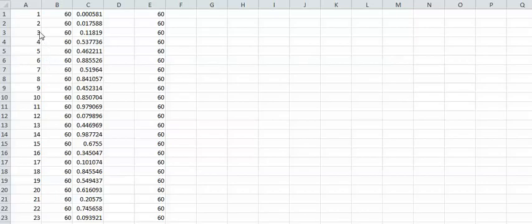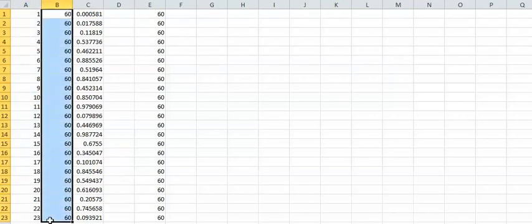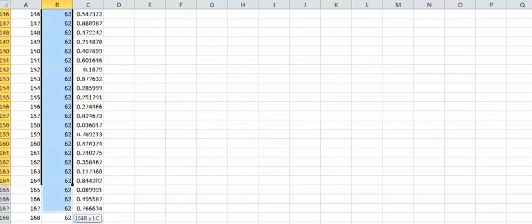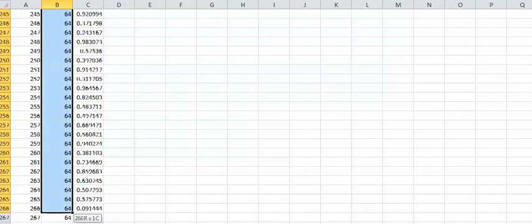So here's a population of people that I made up. Column A is just the ID number of each person, and column B is the height of each person in the population. This goes down to 800 because there's 800 people in here. So it's just showing the height of each of the 800 people.